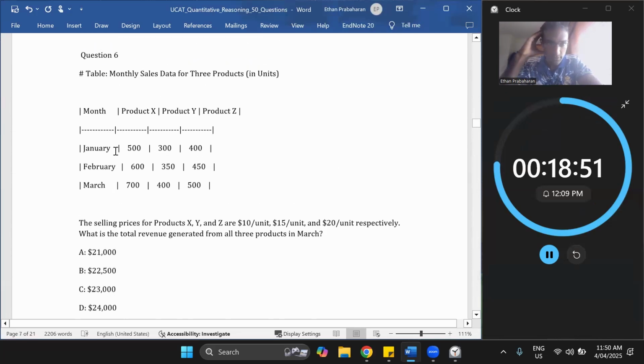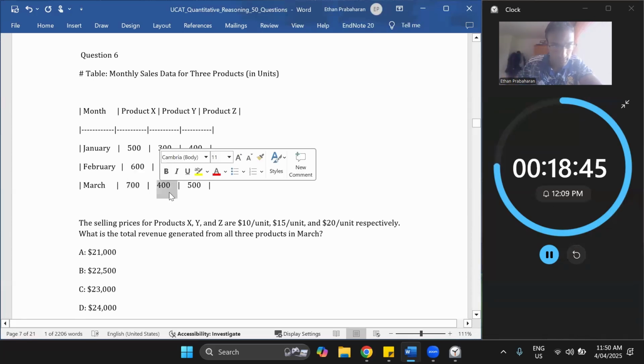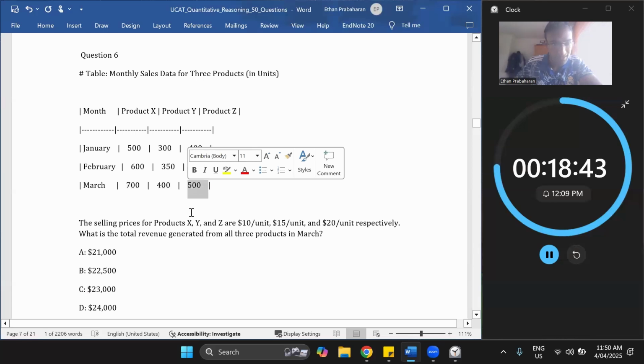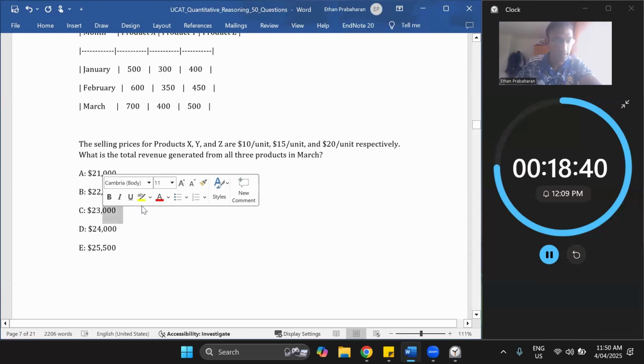Selling price for XYZ are 10, 15, 20. What's the total revenue for all three products in March? Okay, so 7,000, 6,000, so 13,000, and 10,000, so 23,000.